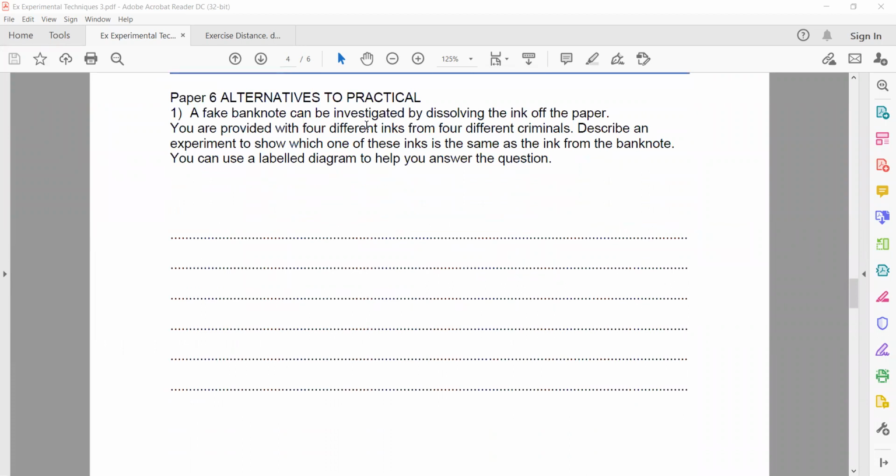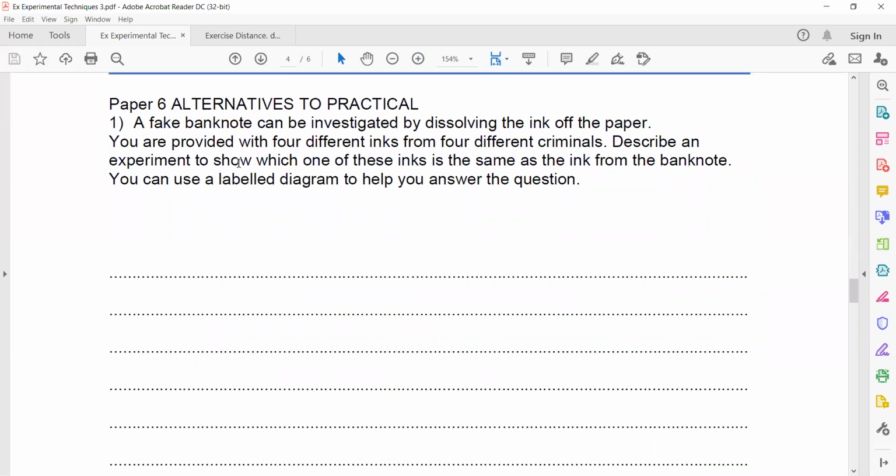In question 1, related to alternative to practical ATP, a fake banknote can be investigated by dissolving the ink of the paper. So there is a fake banknote, and we can investigate its ink by dissolving it in water. You are provided with 4 different inks, from 4 different criminals. Describe an experiment to show which one of these inks is the same as the ink from the banknote. You can use a labelled diagram to help your answer.